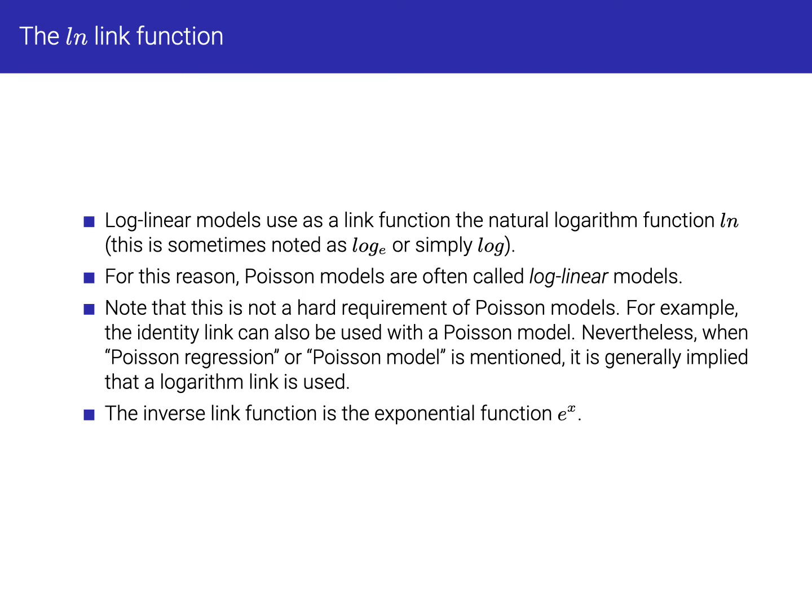An important note: most times when Poisson models are used, the logarithm is used as a link. However, this is not a requirement of Poisson models, and other links can be used. For example, the identity link can also be used with a Poisson model. Nevertheless, when Poisson regression or Poisson models are mentioned, it is generally implied, and you should in general assume, unless stated otherwise, that a logarithm link has been used. The inverse link function, as we said, is the exponential function.